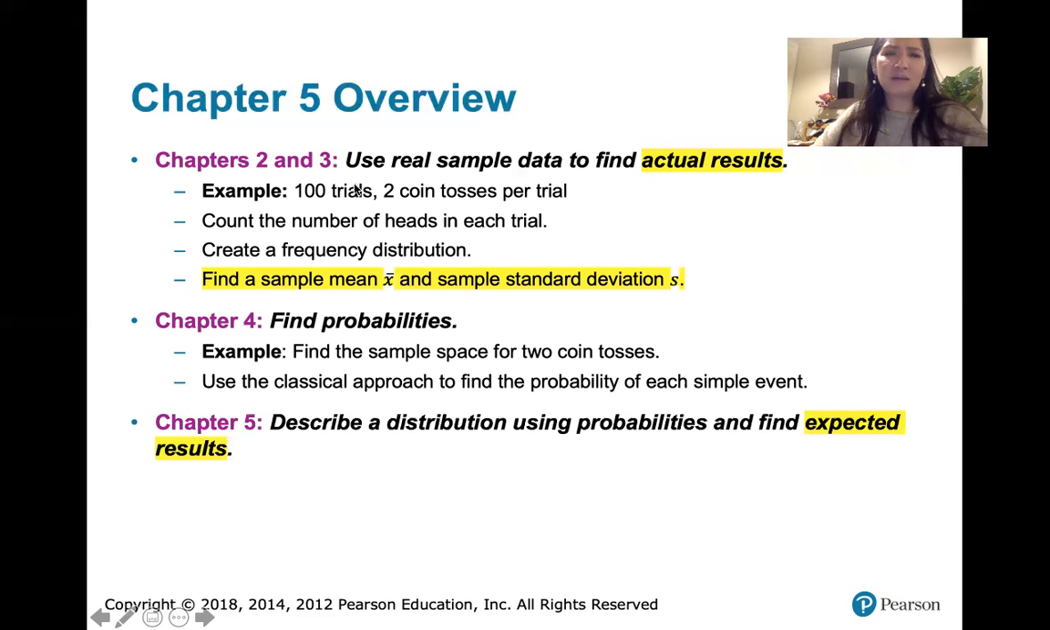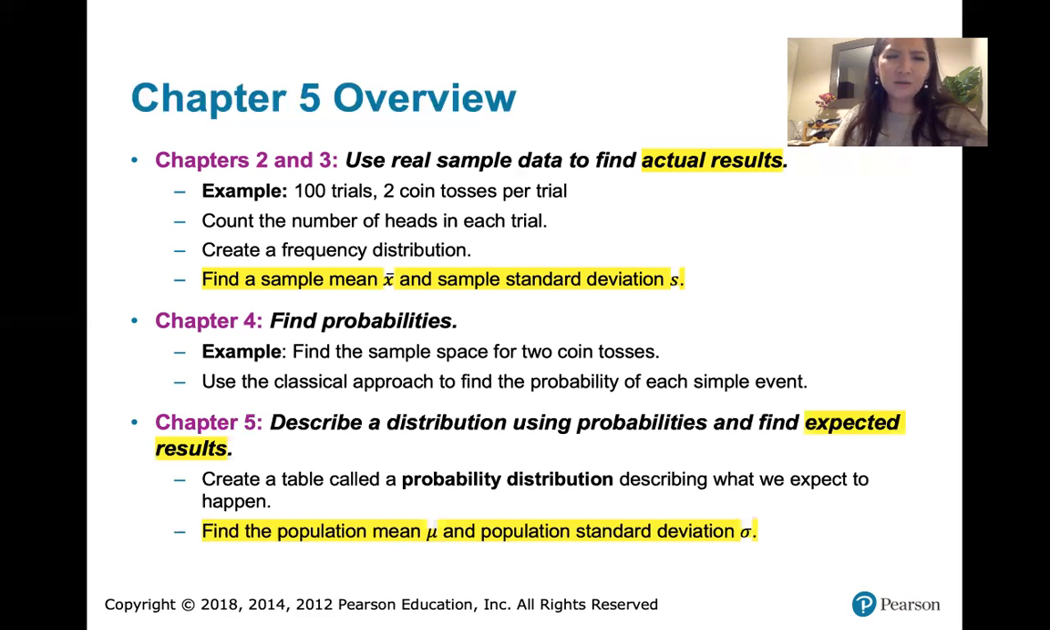Chapters 2 and 3 were about going through a procedure and then summarizing what we found. Chapter 5 is about what we expect to find. Here we're going to create a table called a probability distribution describing what we expect to happen.